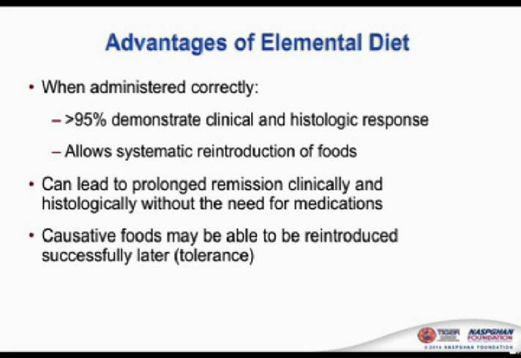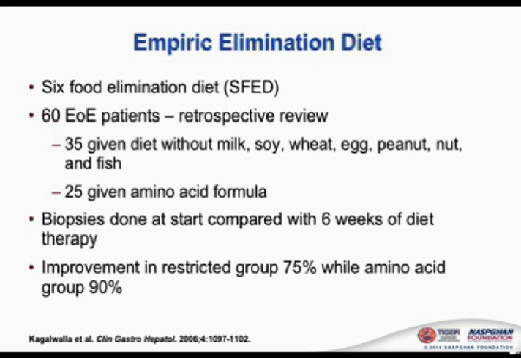The second way to eliminate foods is an empirical elimination. This is a diet that's been really founded by Amir Kalawagar at Northwestern, the so-called 6-food elimination diet. In his initial study, he did a retrospective review where he gave 35 patients the so-called 6-food elimination diet, and 25 patients got an amino acid formula. The 6-food diet at that time was milk, soy, wheat, egg, peanuts, all tree nuts, fish, and shellfish.